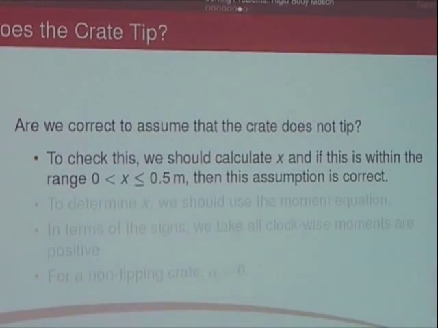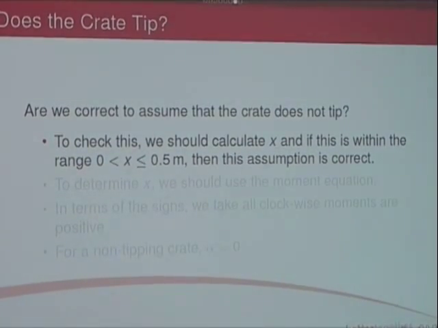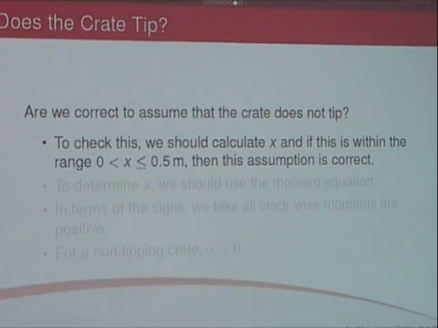Now in your notes there's a small mistake, okay? Page 43, between slides 22 and 23 there's a block of text, okay? So near the bottom. And I've said we should calculate x, and if this is within the range of 0 is less than x, which is less than or equal to 5 meters. Obviously, we're looking at 0.5 meters, not 5 meters. 0.5 meters, not 5. Okay, small mistake. So this is correct, what's on the screen. Then this assumption is correct.